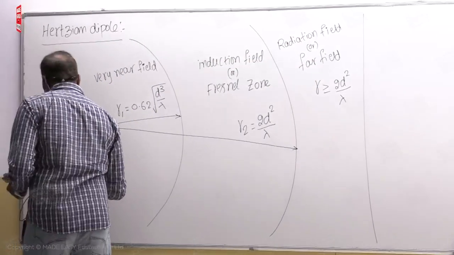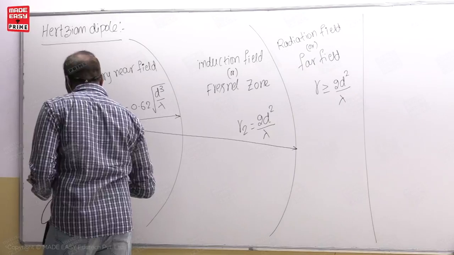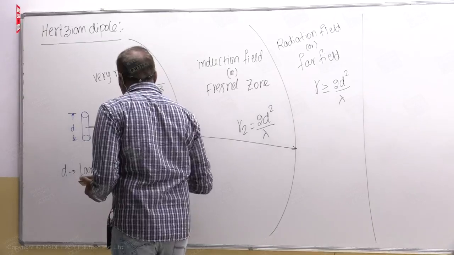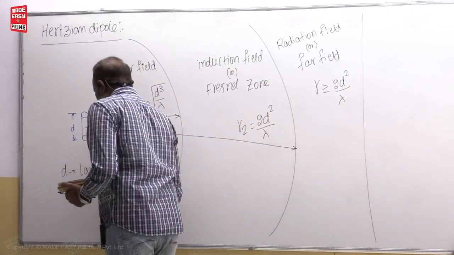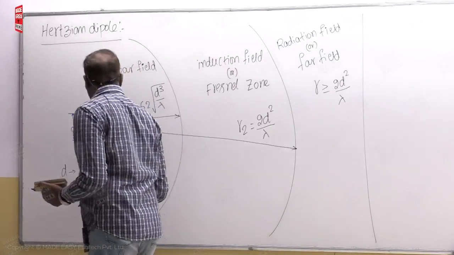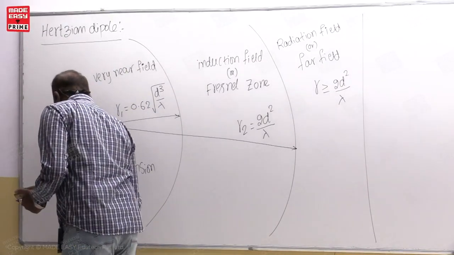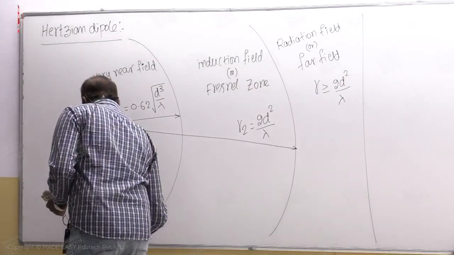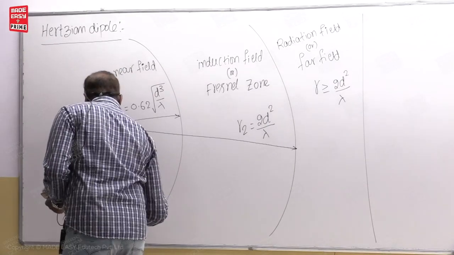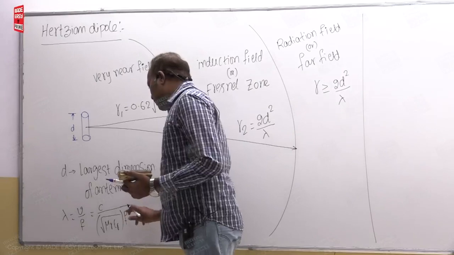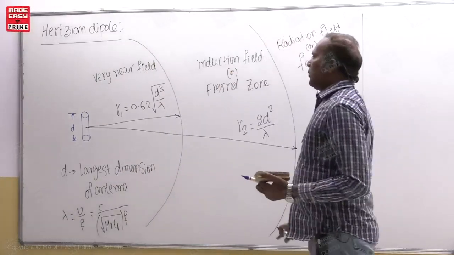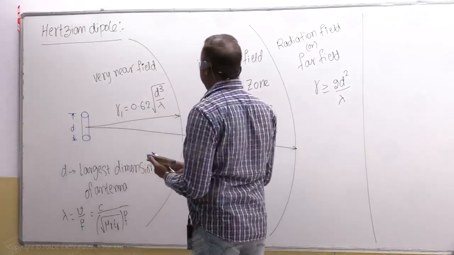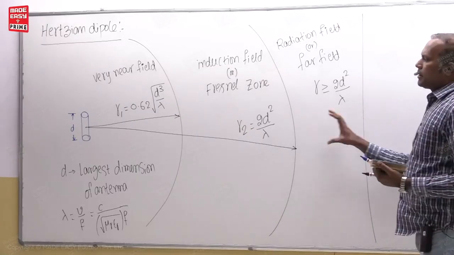Here D is the largest dimension of the antenna. Largest dimension of antenna. Here lambda is equal to V by F, that is C by root mu r epsilon r into F. If the medium around is air, then you have to put C by F simply. These things you have to remember.